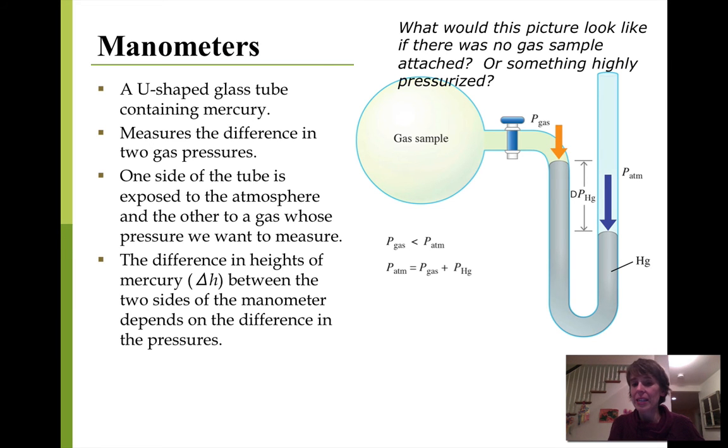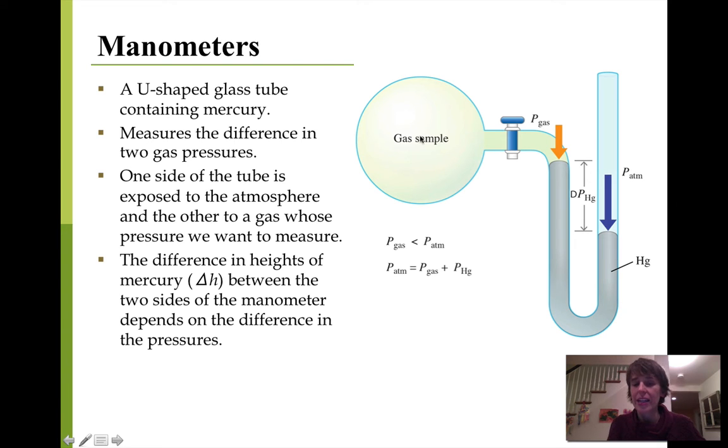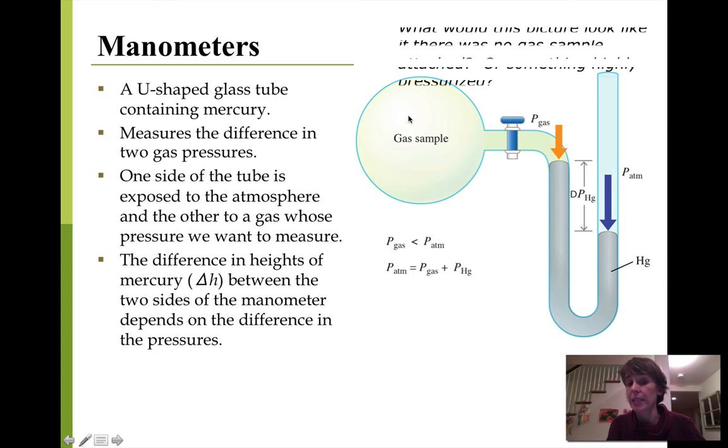So what we see in this picture is that the gas sample is pushing less on the mercury than the atmosphere is. And so that means that the pressure of the gas sample is less than the pressure of the atmosphere, as indicated by the fact that the atmospheric pressure is pushing down more on the mercury and causing it to rise up the tube towards the gas sample.